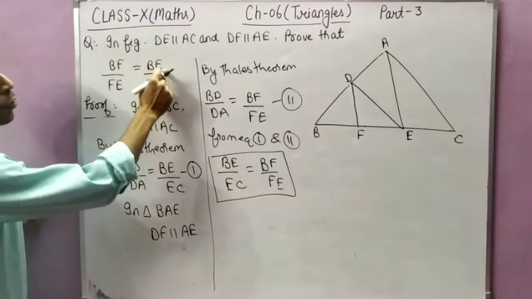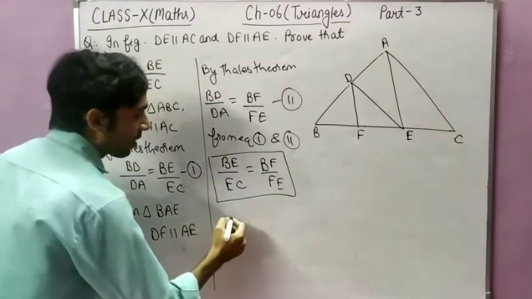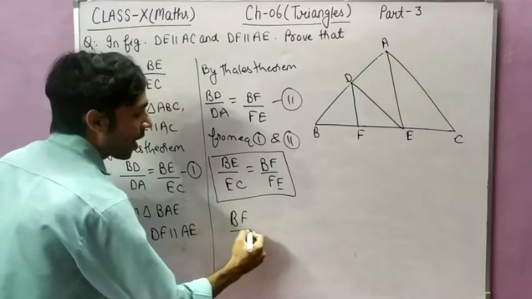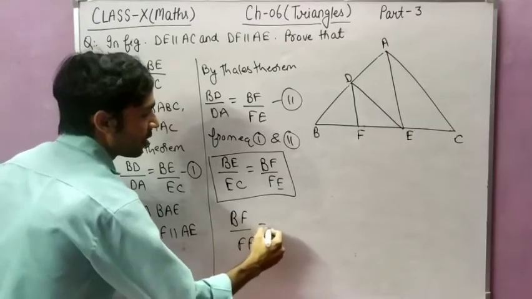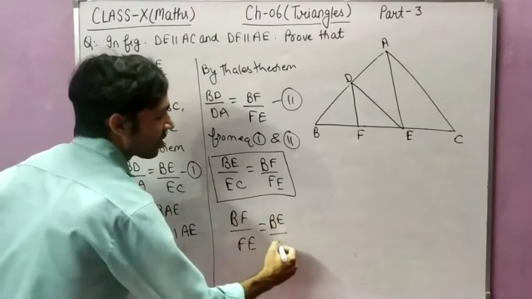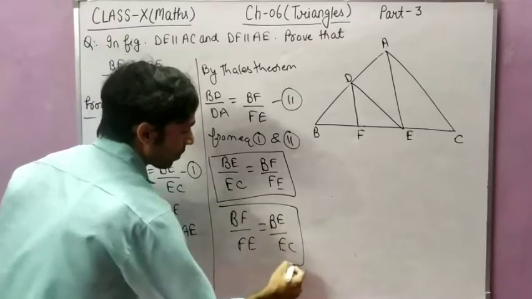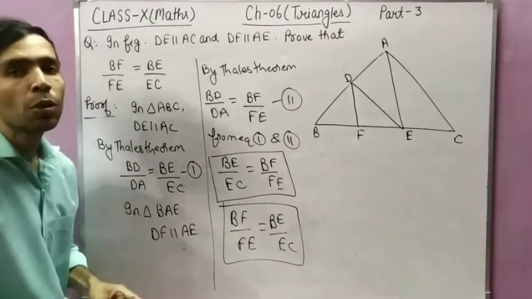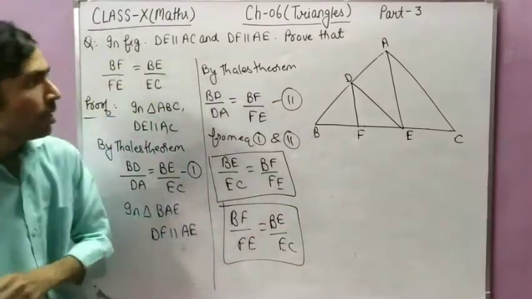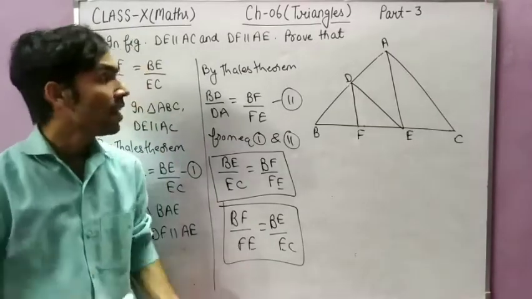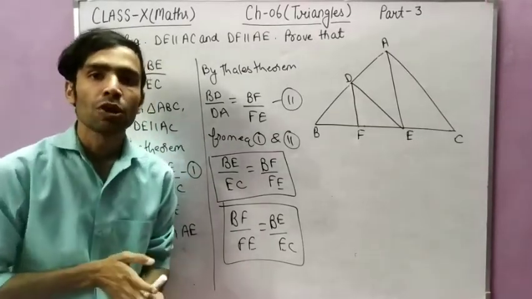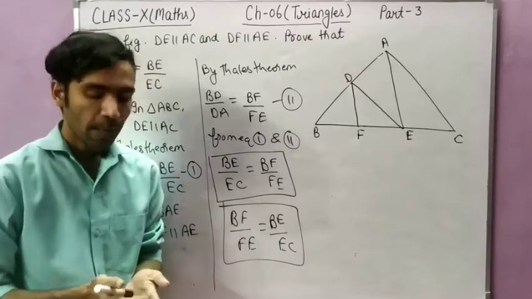This we have to prove only. BF upon FE is equal to BE upon EC, or you can write it like this also, BE upon EC is equal to BF upon FE. Both are same. ठीक है, अरे A equal to B लिखो चाहे B equal to A, both are same. ठीक है, so by this method, student, we can solve questions based on Thales theorem.